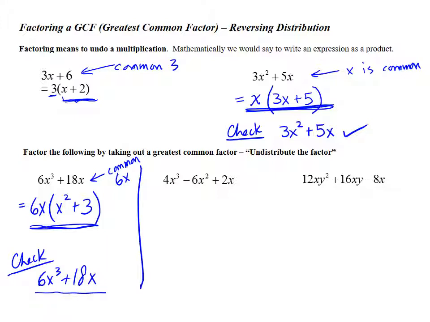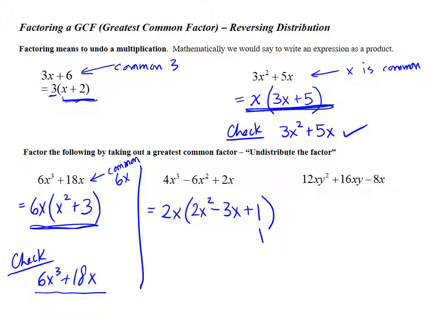In this middle example, the 4, the 6, and the 2 all have a 2 in common. And then look for variables. They all have an x in them, so we can take an x out. This time, there were 3 terms that we were looking for common factors in. So I'm actually distributing the 2x out of 3 terms. So I'm going to have 3 terms left here. So notice my parenthesis is a little bigger. 4x cubed divided by 2x is 2x squared. Negative 6x squared divided by 2x is negative 3x. And then 2x divided by 2x is positive 1.